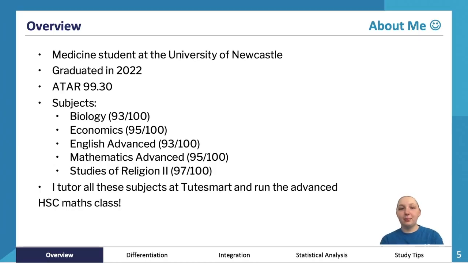So a little bit about me. I said my name's Alice and I'm your lecturer today. I'm currently studying medicine in Newcastle. If any of you are thinking about studying medicine at the end of the year, I would definitely recommend Newcastle. Obviously I'm a little bit biased, but I do think it's the best. I graduated in 2022 with 99.3, and in year 12 I did only 10 units. I did bio, economics, English advanced, maths advanced, and studies of religion. So maths was my second best subject, and hopefully I've got some expertise to share with you.